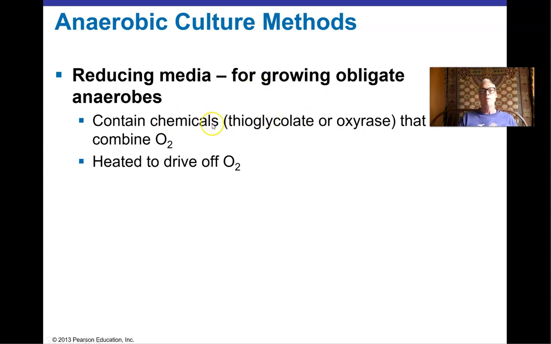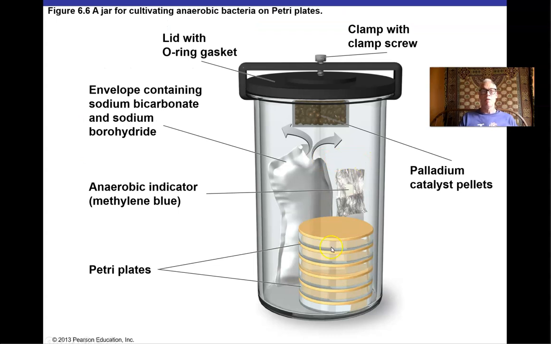So we'll produce a medium that has all the nutrients needed, but first of all, we'll heat it to drive off any oxygen that's dissolved in the liquid, and then we'll also add some thioglycolate, for example, that will capture the last remaining bits of oxygen out of the media, and that allows those obligate anaerobes to grow, and then we can study them in the laboratory.